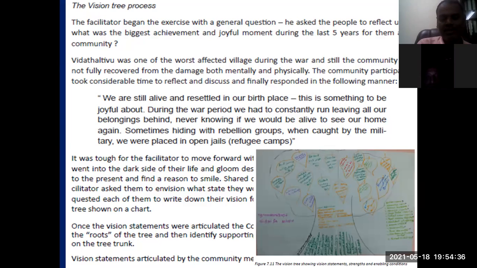I'm giving an example. There is an exercise I did after the internal war which happened in Sri Lanka. After 2 years, this exercise was done.